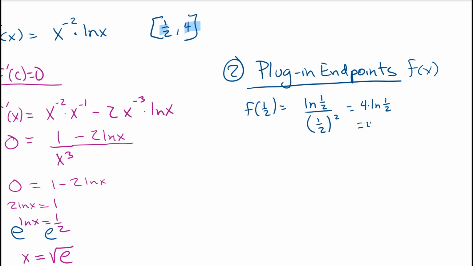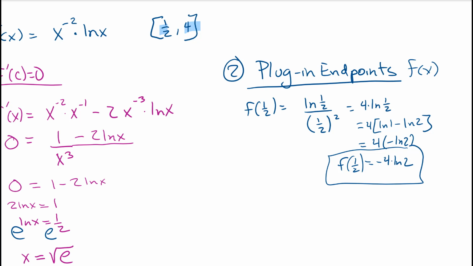Did you know that this is negative? Let's try something. ln of 1 minus ln of 2. ln of 1 is equal to 0. So really we're left with 4 times negative ln of 2, or negative 4 times ln of 2. There's f of 1/2. Let's just circle this thing. We'll come back to it later because we're going to have to compare.